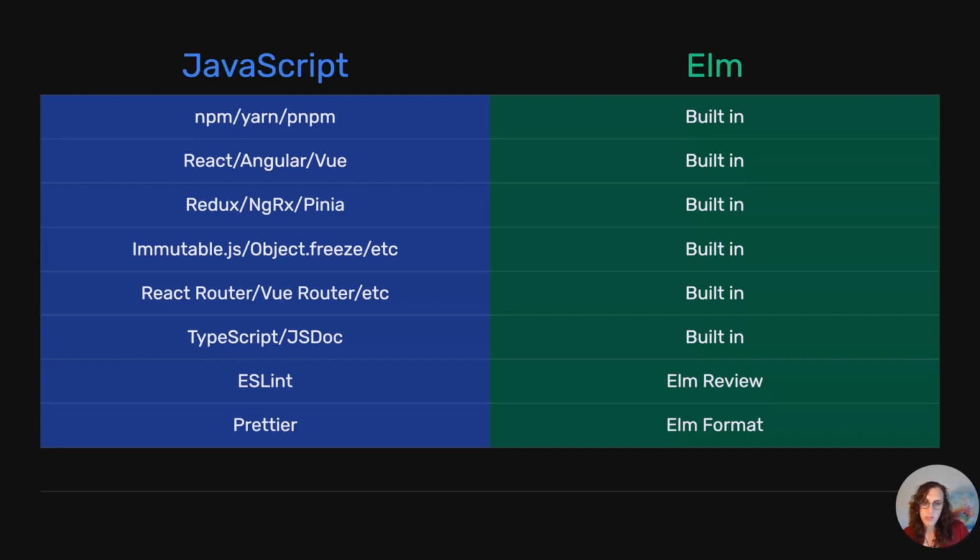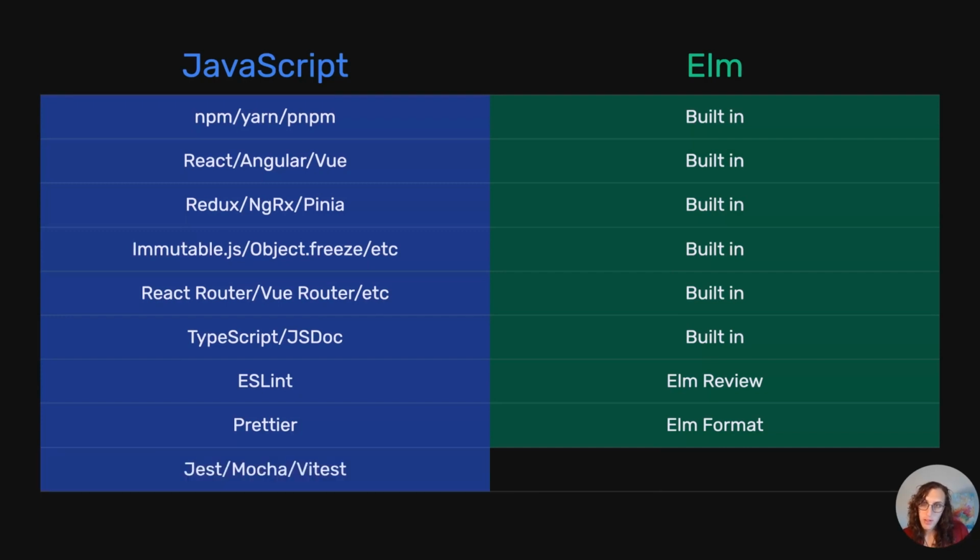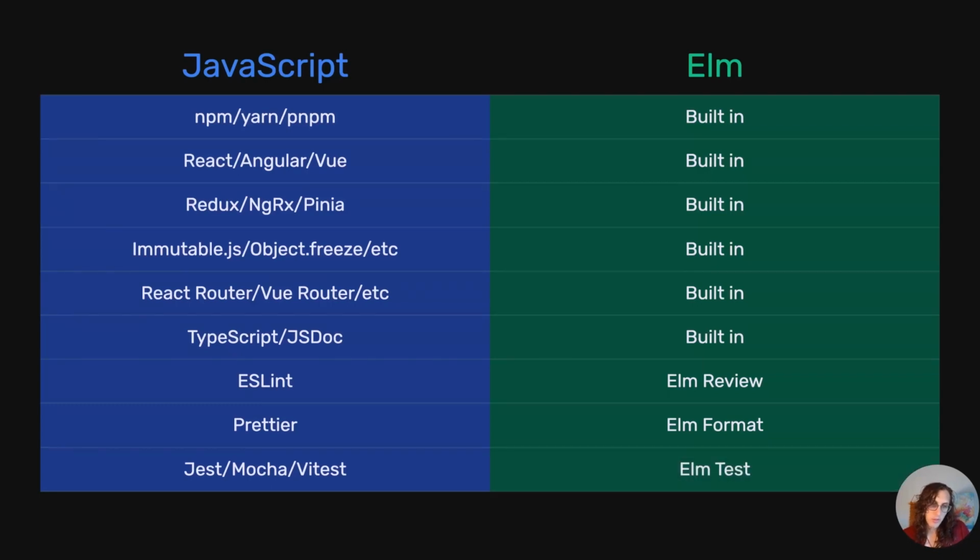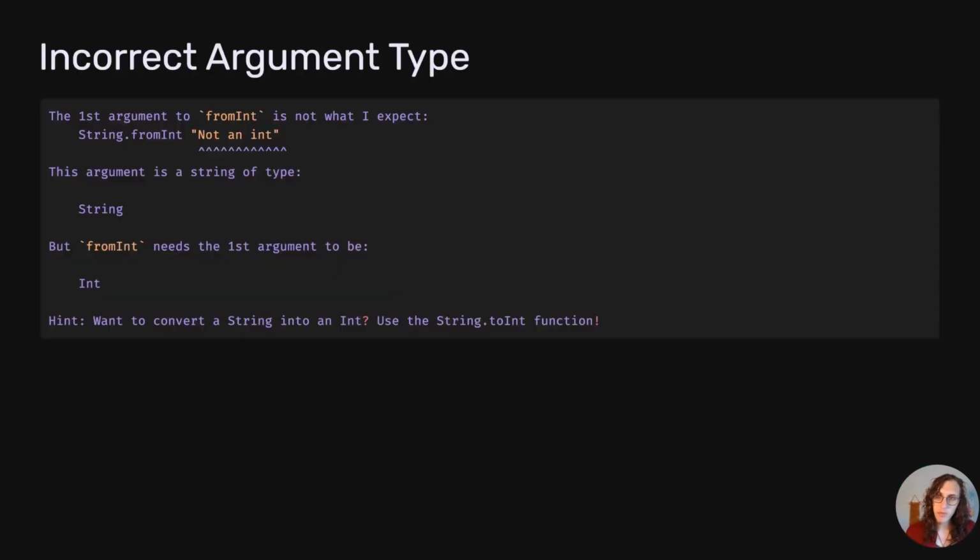And Elm Format uses the standard formatting guide that the Elm website suggests that you follow. And in JavaScript, if you want to test your code, you're going to reach for Jest or Mocha or Vitest. And in Elm, this one is also not built in, but there is Elm Test, which allows you to run your unit tests for Elm right from the command line.